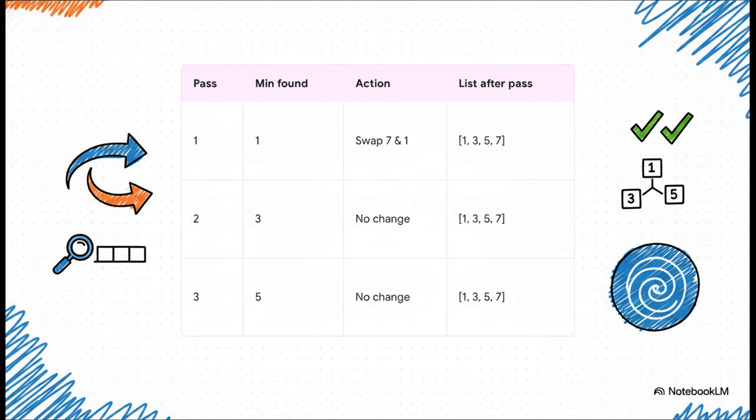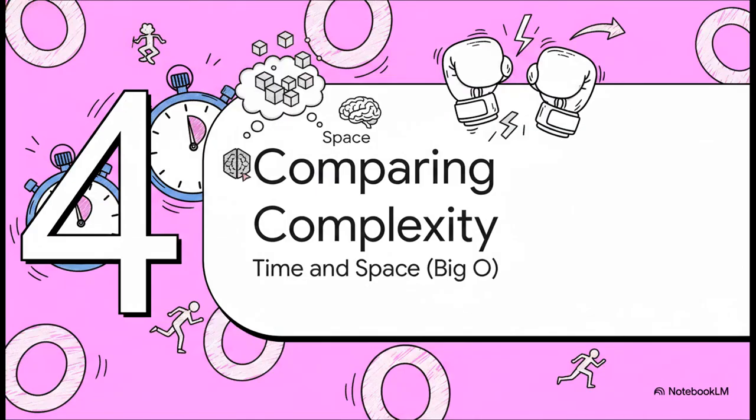Because the remaining numbers happen to already be in relative order, it performs exactly 0 swaps on the remaining passes. It's just confirming the 3 and the 5 are in the right spot. Done. All right, on to section 4, comparing algorithm complexity.